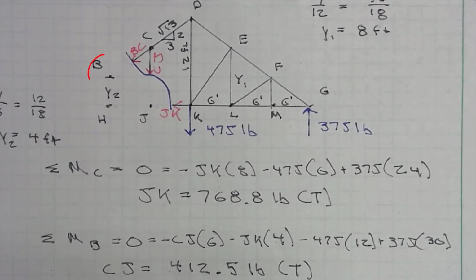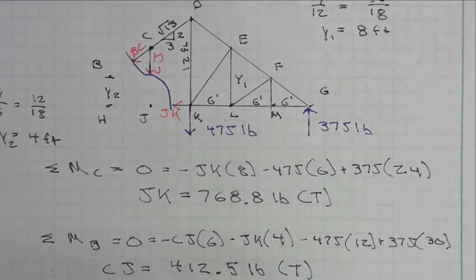I then move on to the summation of moments at B in this case. And when I do B, which is off the truss, that allows me to isolate CJ. You can do a different approach. I lay out all the forces and the moments created by them, and I get CJ of 412.5 pounds, and it's in tension. So I guessed correctly on that.